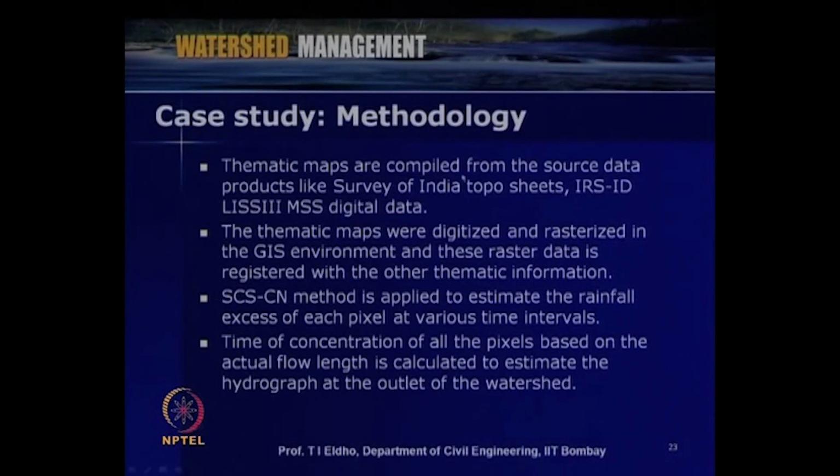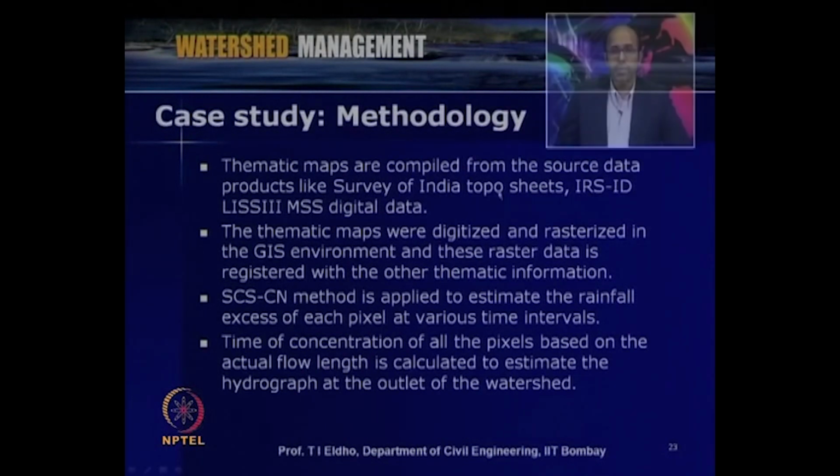The thematic maps are compiled from source data products like Survey of India topo sheets and IRS 1D data. Then the thematic maps were digitized and rasterized in the GIS environment, and this raster data is registered with the other thematic information. We have already discussed the Soil Conservation Service Curve Number method. That SCS-CN method is used for hydrological modeling here to estimate the rainfall excess of each pixel at various time intervals. Then the time of concentration of all the pixels, based on the actual flow depth, is calculated to estimate the hydrograph at the outlet of the watershed.